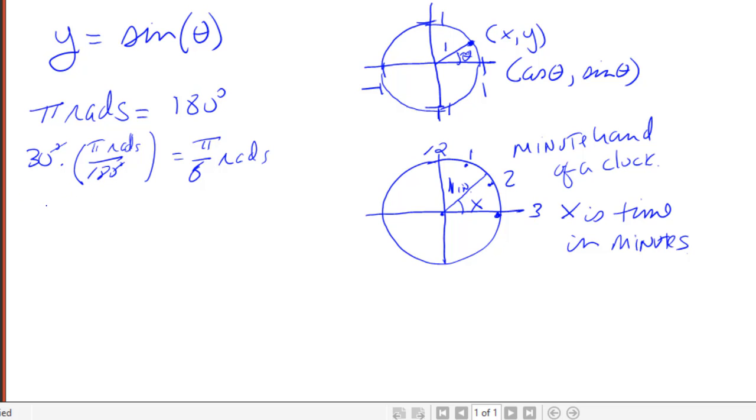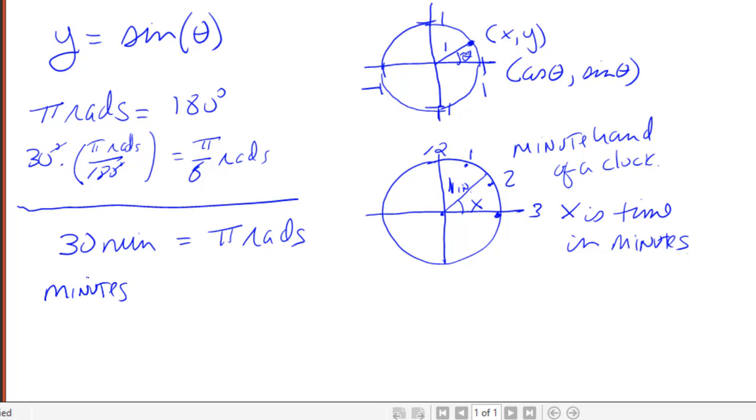Now, keeping that in mind, if I want to connect this measurement, which is in minutes, the hand of a clock, versus the degree angle of a unit circle, I know that similarly 30 minutes is equal to pi radians. And I can use this to convert from, let's say, minutes to radians. So if I want to go from minutes to radians, what I have to do is the following.